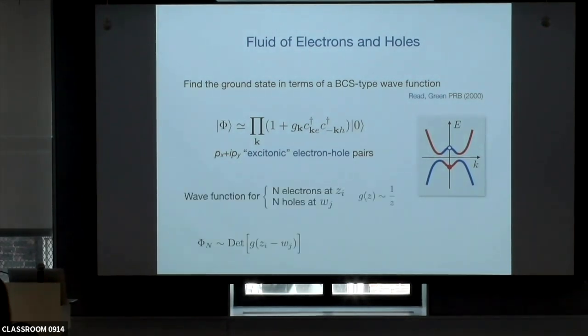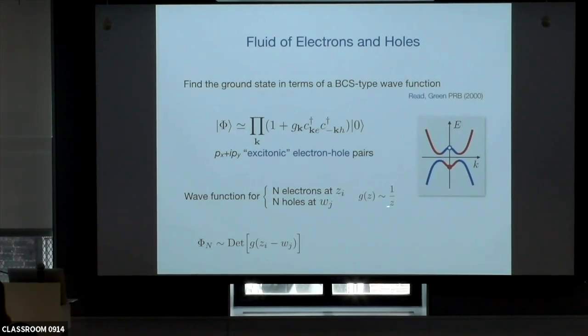So going to real space, so Fourier transforming, we would like to have a wave function in terms of the coordinates of the particles and the holes. So I'm going to work towards a wave function for N electrons at positions z_i, where z_i, again, are the complex coordinates, and N holes at w_j, and w are the complex coordinates of the holes.